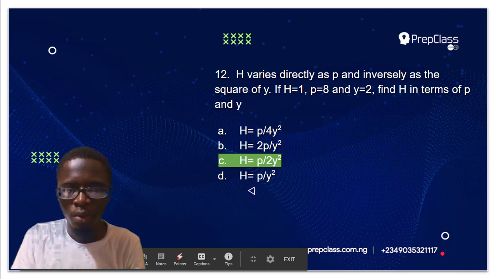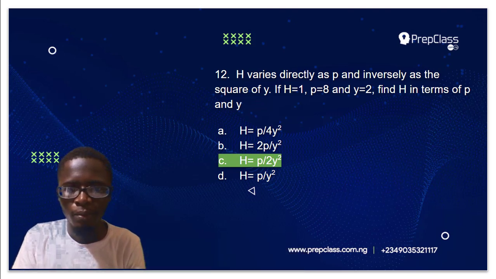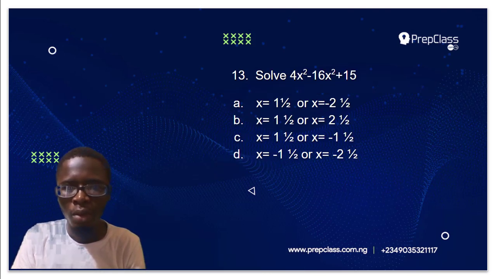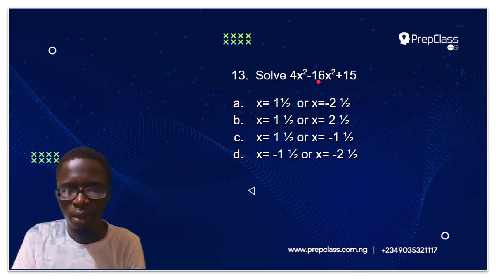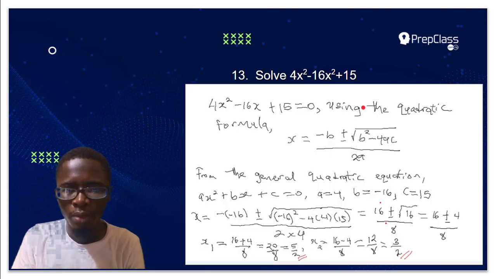Proceeding to the next question, question number 13. It says solve for x squared minus 16x squared plus 15. Permit me to say this is a typo error. This ought to be just minus 16x. So 4x squared minus 16x plus 15. Now we have something like this.